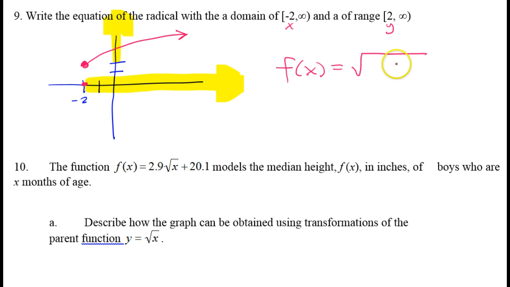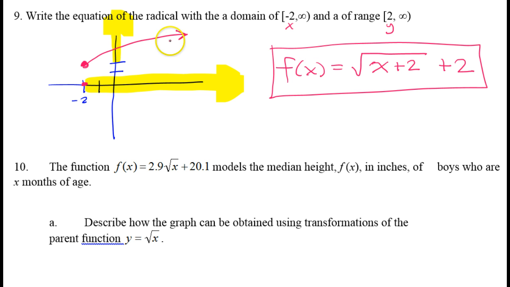Left-right motion happens when I add or subtract under the radical. So I want this to go to the left 2. It's sort of backwards from what you would normally think, but I actually need a +2 under the radical if I want it to start off left 2 like this. And then I want it to also be up 2. Well, that is going to be a +2 on the outside of the function. That's what gives me the up 2 part. So this would be a function that would look like this and satisfy the domain and range. So this is your best bet.